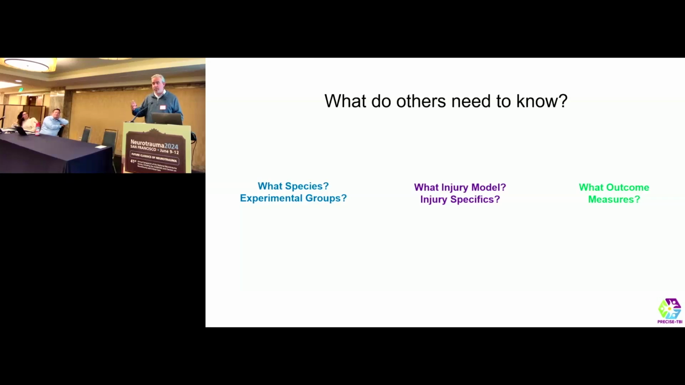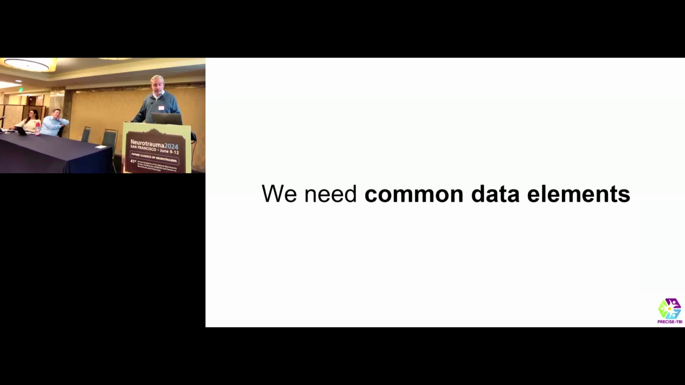And we've talked a bit, we'll talk more in the future too, about things like protocols.io, where you can get even further into the details and publish your protocols themselves. And then outcome measures, making sure that it's very clear what your outcome measure is, what it is you're measuring, and when. So this is where we need common data elements.